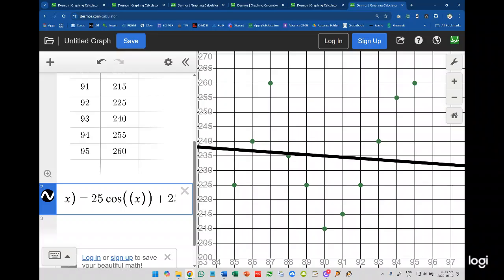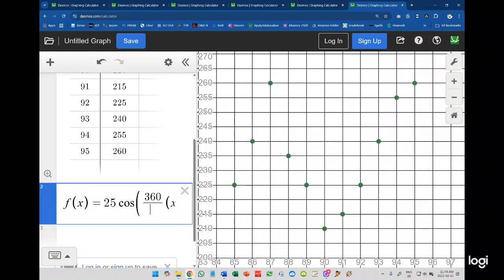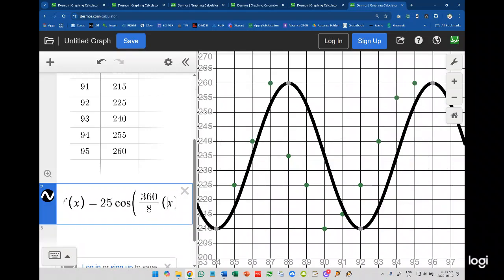Oh, the period. I need to fix the period. It looks like my two maximums are at approximately 1987 and 95. Those are 8 years apart. So I'm going to put down 360 over 8. And the first peak occurs at 87, so I'm going to do x minus 87.